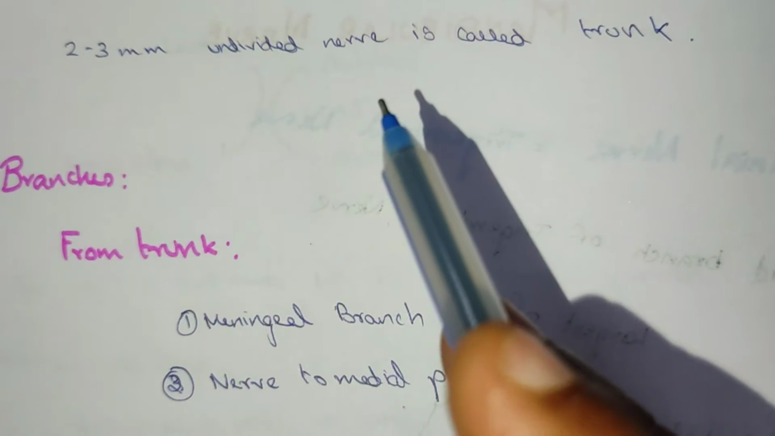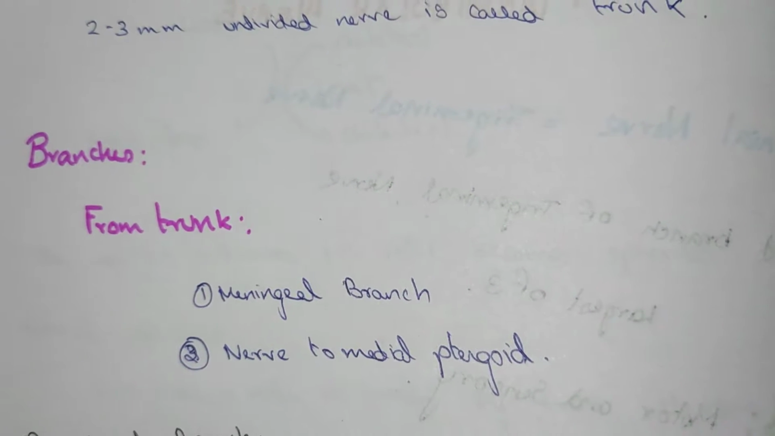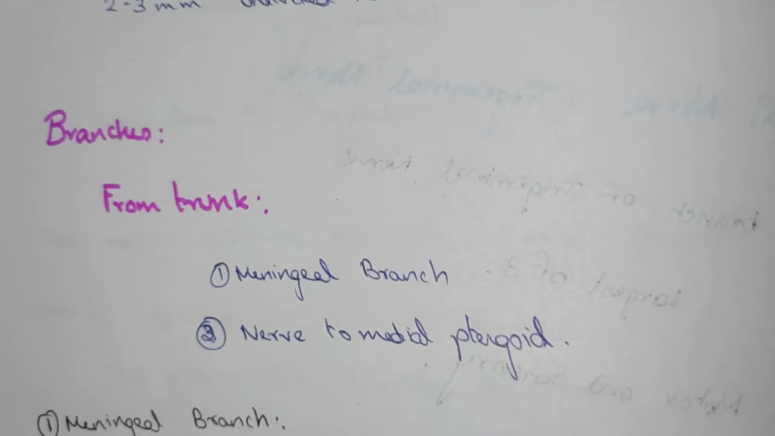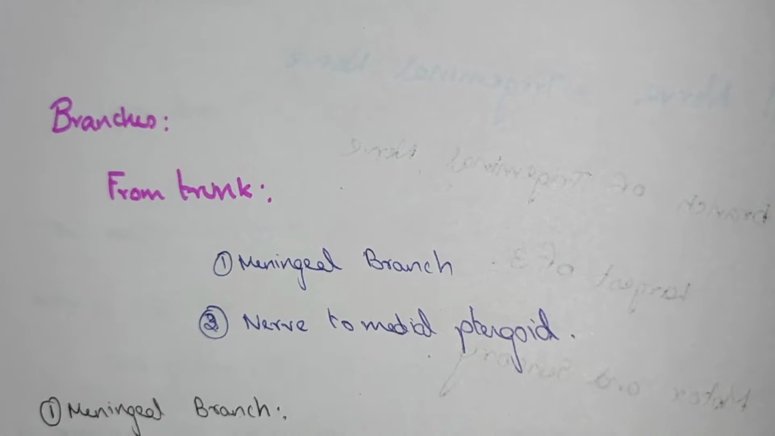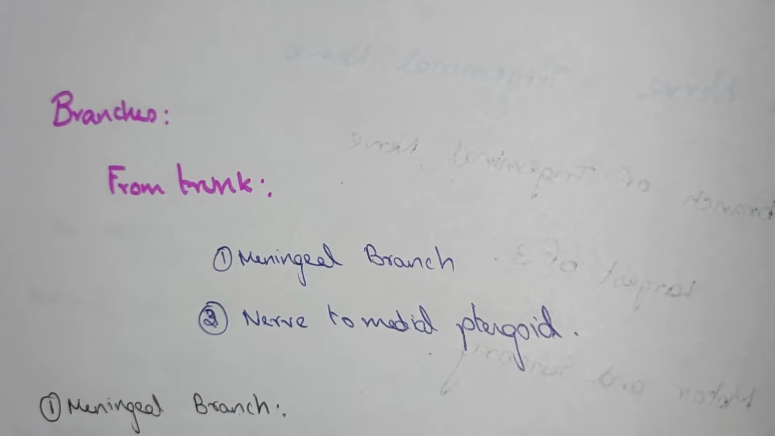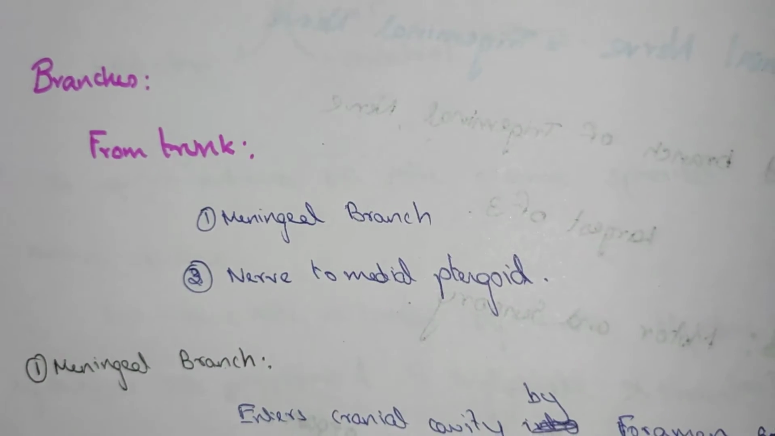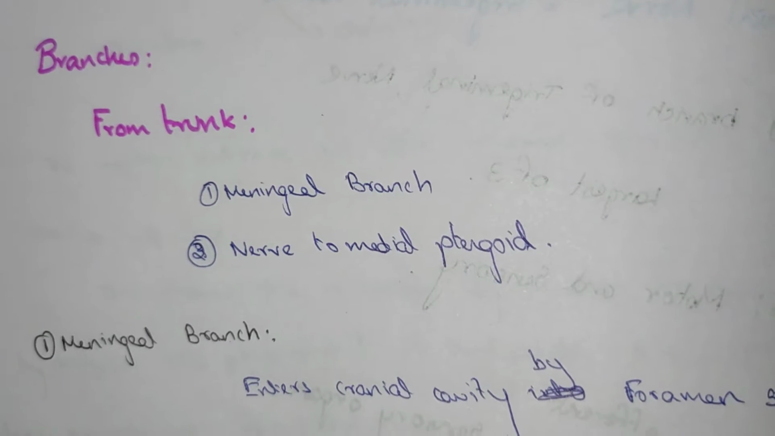When the nerve comes out of the foramen ovale, it doesn't give branches for 2 to 3 millimeters as an undivided nerve. That part of the area is known as the trunk. That's the course of the mandibular nerve. Now you will see the branches of the mandibular nerve.